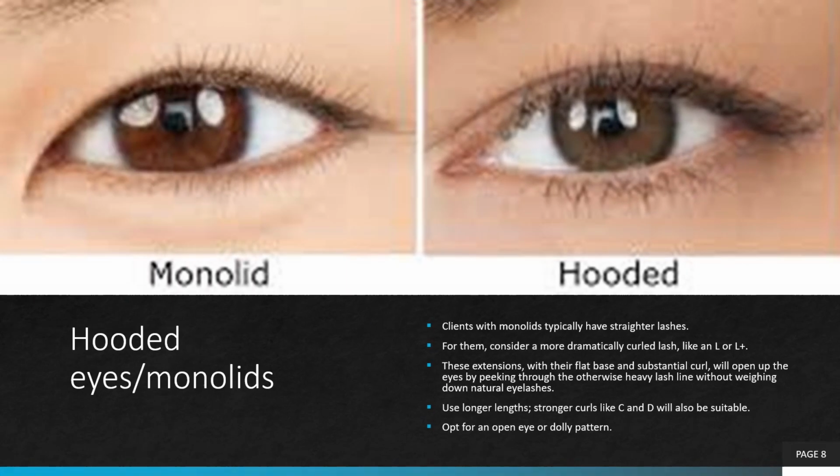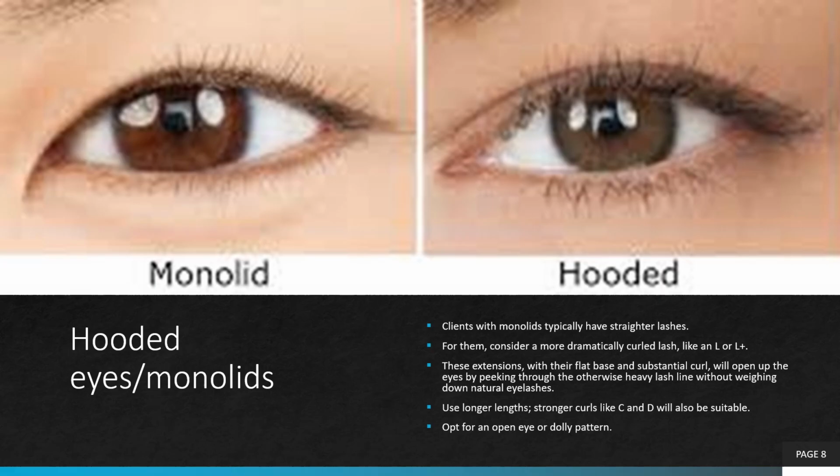When working with clients who have hooded eyes or monolids, it's important to recognise that they typically have straighter natural lashes. To create the most flattering look for these eye shapes, it's best to use a more dramatically curled lash, such as an L or L plus curl. A D curl could work as well. These types of extensions have a flat base with a significant curl, which helps to open up the eyes by lifting and enhancing the lash line, and this effect is particularly beneficial for clients with heavy lids as it prevents the lashes from being weighed down by the natural eyelashes.